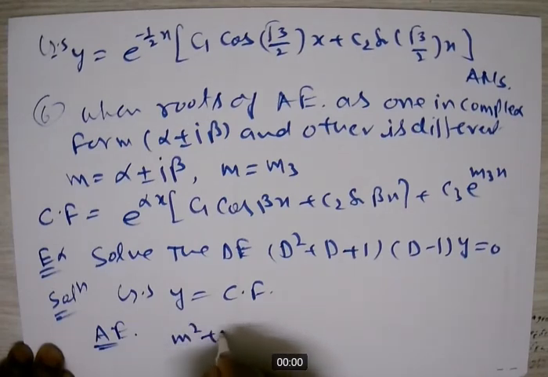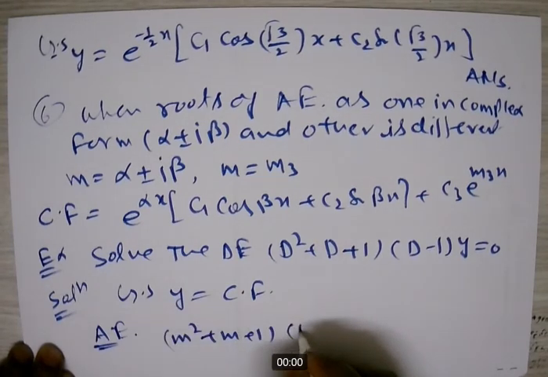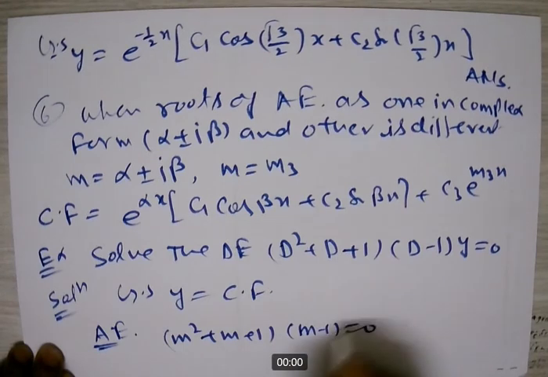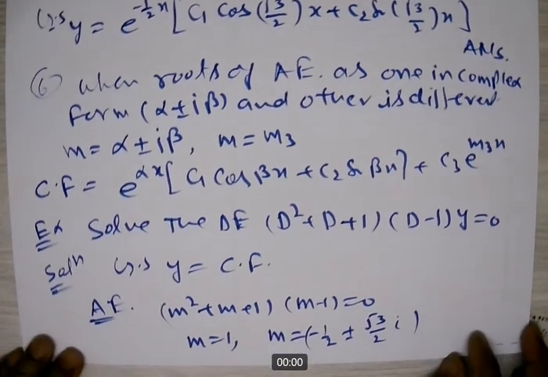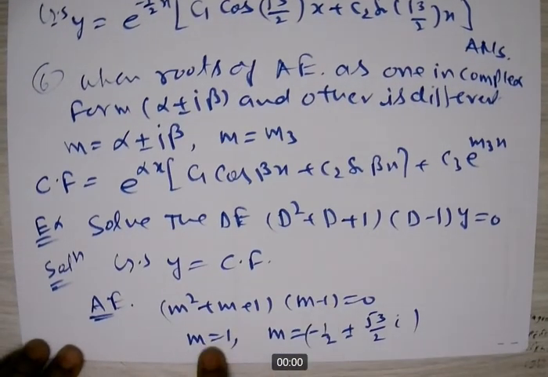The auxiliary equation is (m² + m + 1)(m − 1) = 0. When you solve it, you get m = 1, and by using the calculator for m² + m + 1, this gives us m = −1/2 ± (√3/2)i.